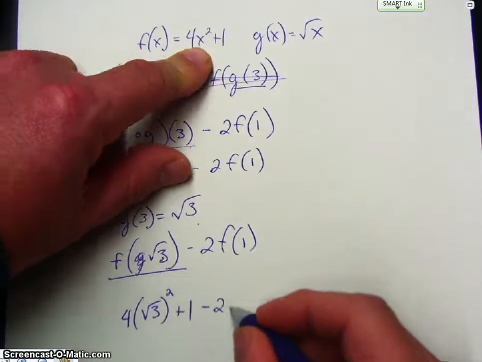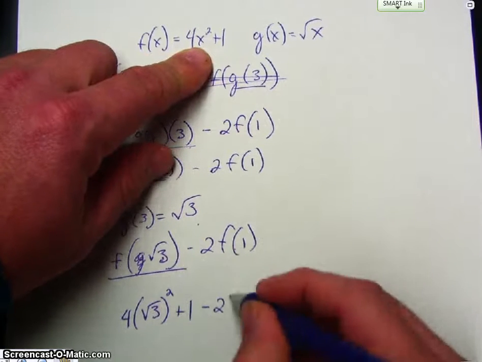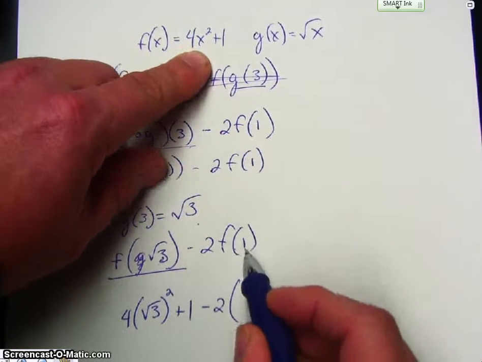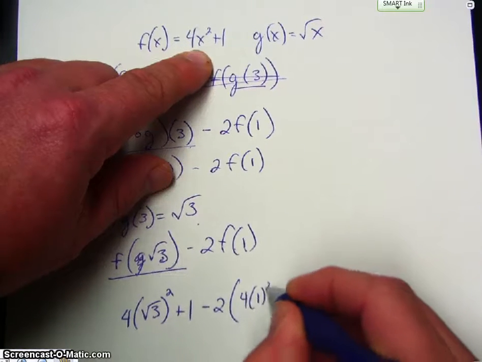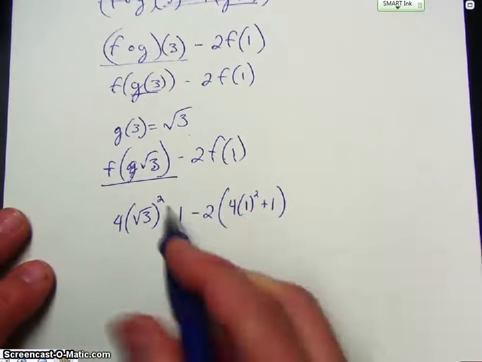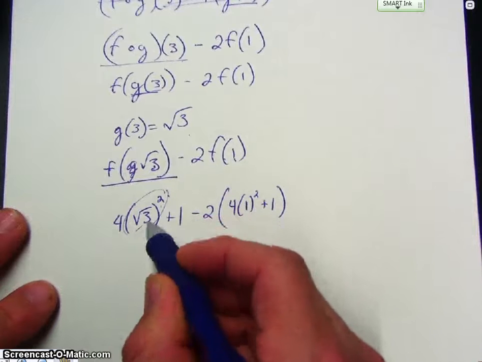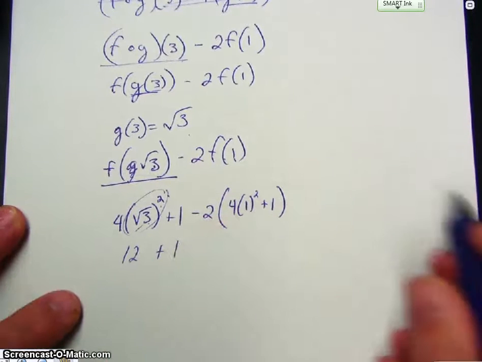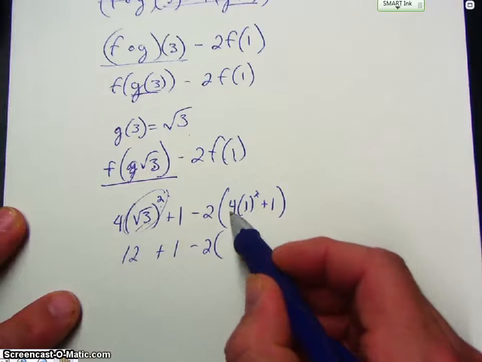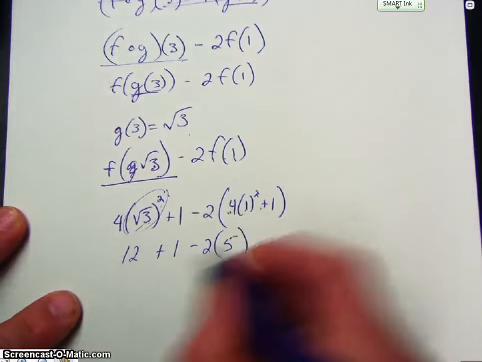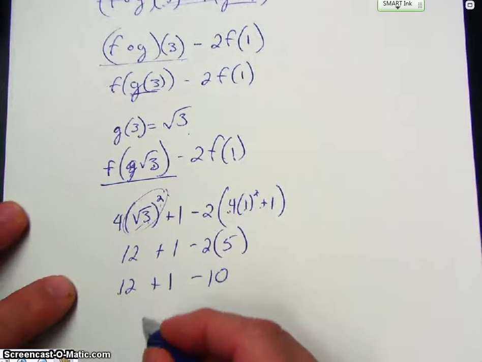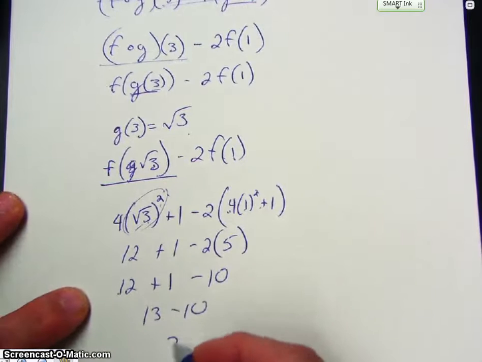Minus 2 times the function f. I'm taking the same function this time, and instead of putting in radical 3, I'm going to plug 1 in. So it'd be 4 times 1 squared plus 1. Now it becomes order of operations. Here the square root of 3 squared just gives me 3. 3 times 4 is 12 plus 1, minus 2. 1 squared is 1 times 4 is 4, 4 plus 1 is 5. That gives me 12 plus 1 is 13, and 13 minus 10 is 3.